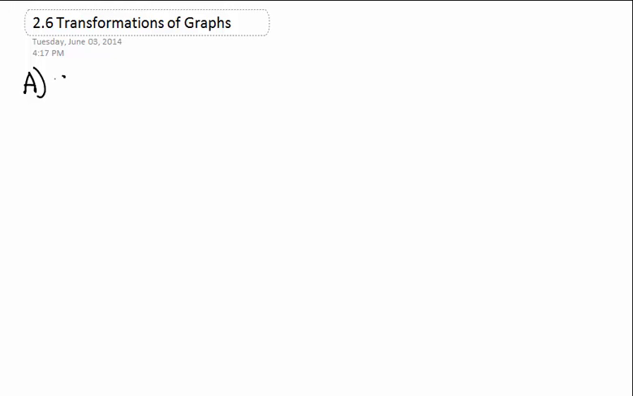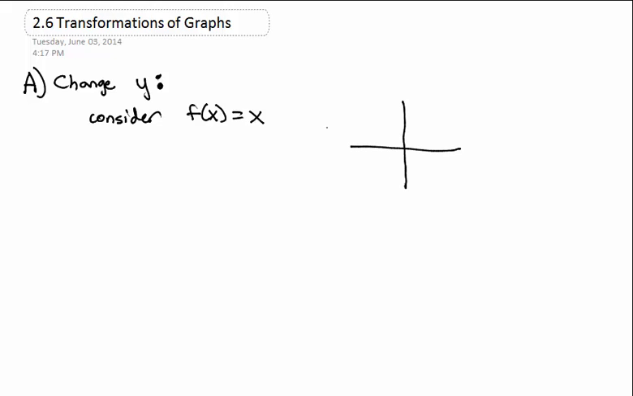Now, changing the y is easiest, so we're going to look at that first. We're going to look at how the y changes with just the simple function that we're going to consider, the function f of x equals x. And if we graph f of x equals x, we should know it has a y-intercept of 0 and a slope of 1. And so if we put 3 key points on here, the first one's going to be at (1, 1), (0, 0) is the second one, and the third one would be at (-1, -1).